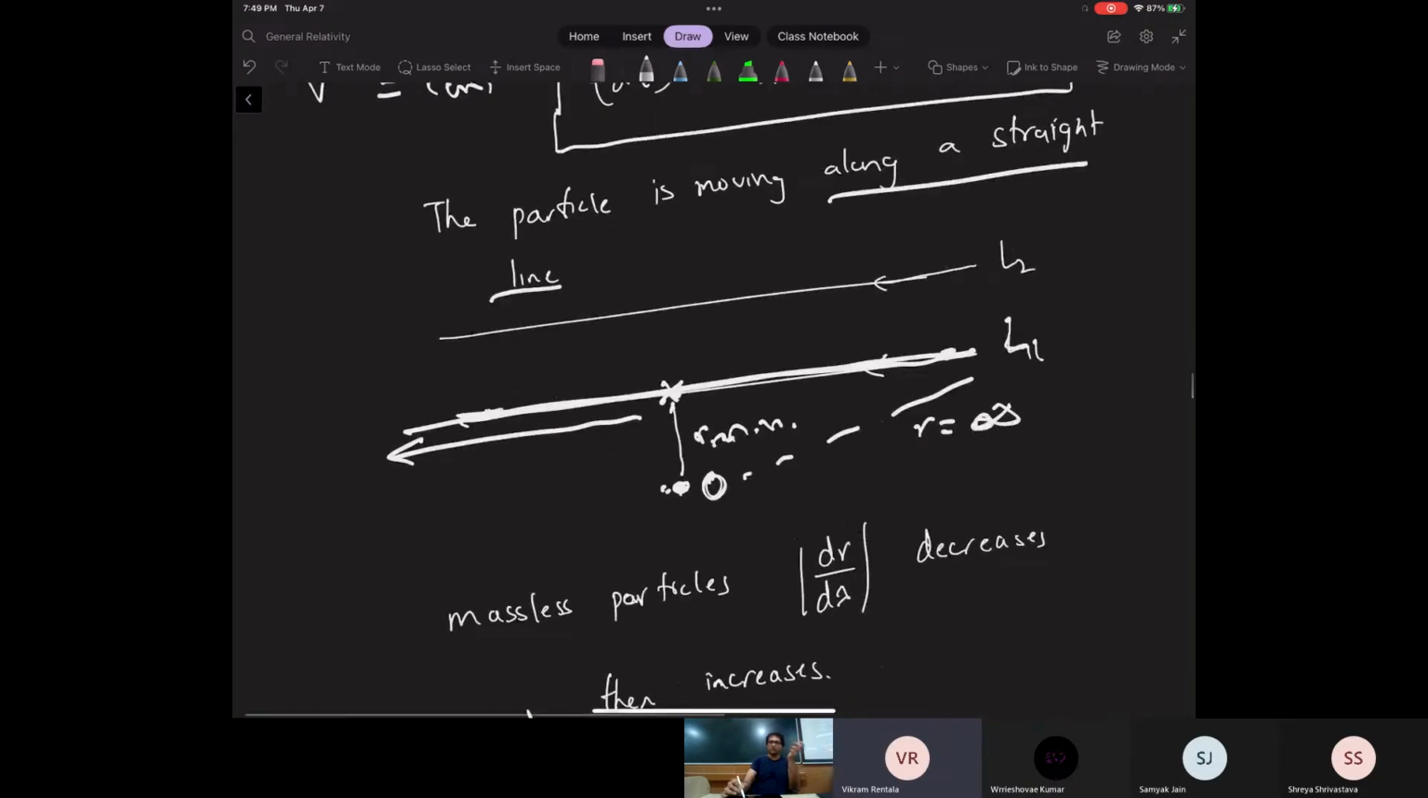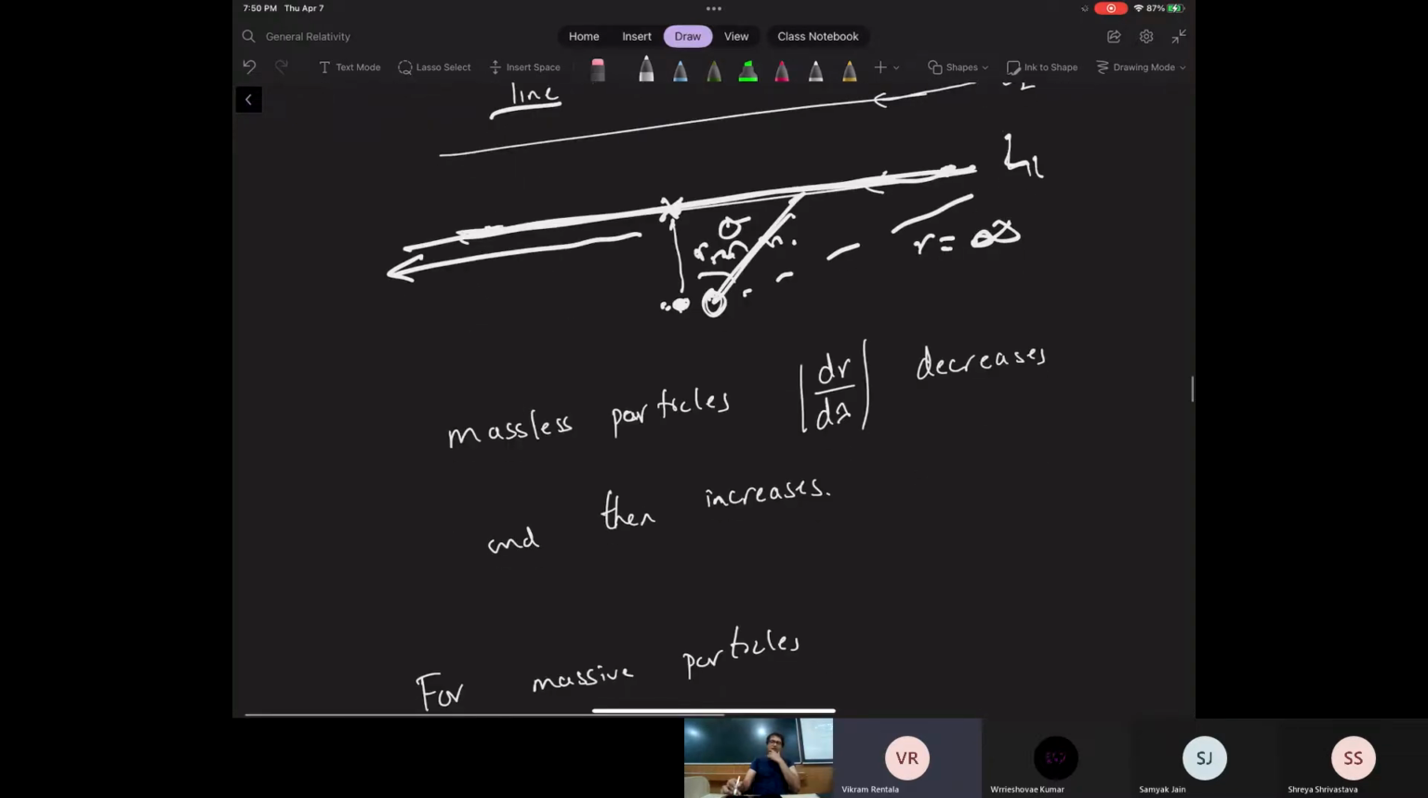But really, we have not solved for the angle as a function of lambda, so we don't really know what is happening in the angle. If we had solved the angle equation, we would have found that it's straight line motion in Cartesian coordinates. So for the massless particle, dr by d lambda first decreases and then it increases.